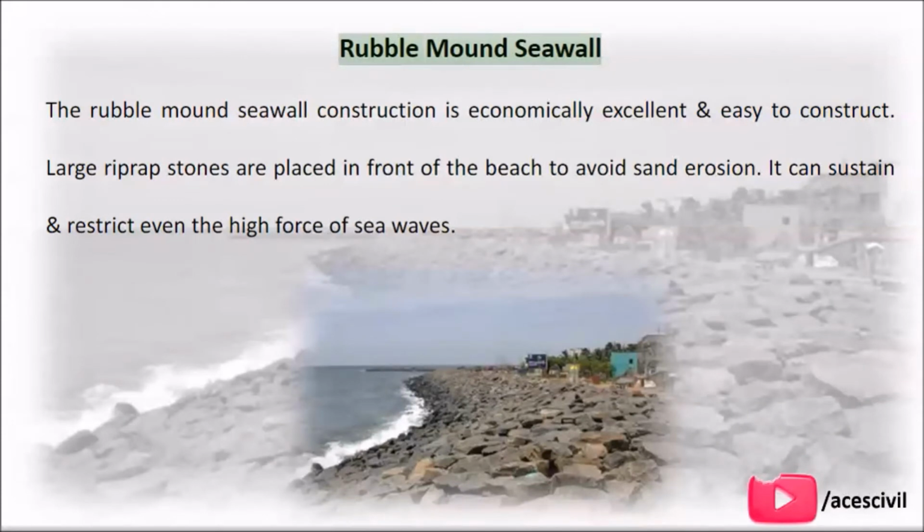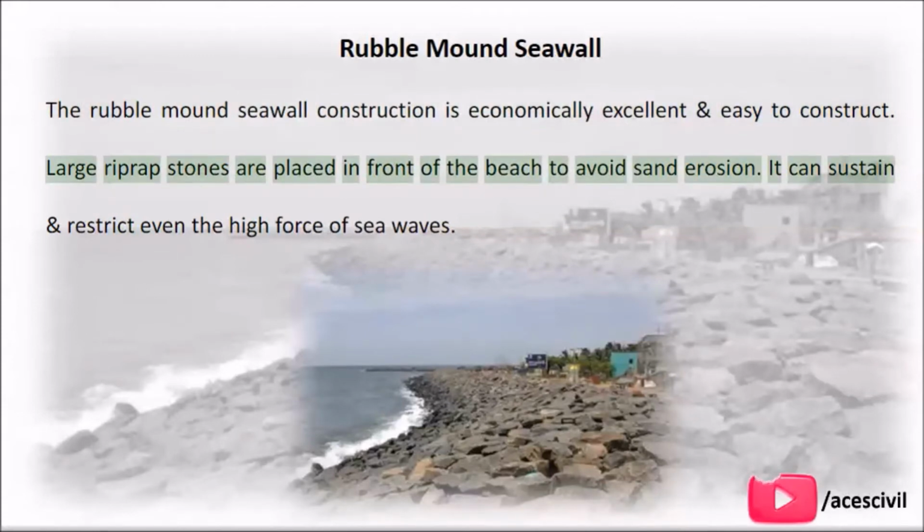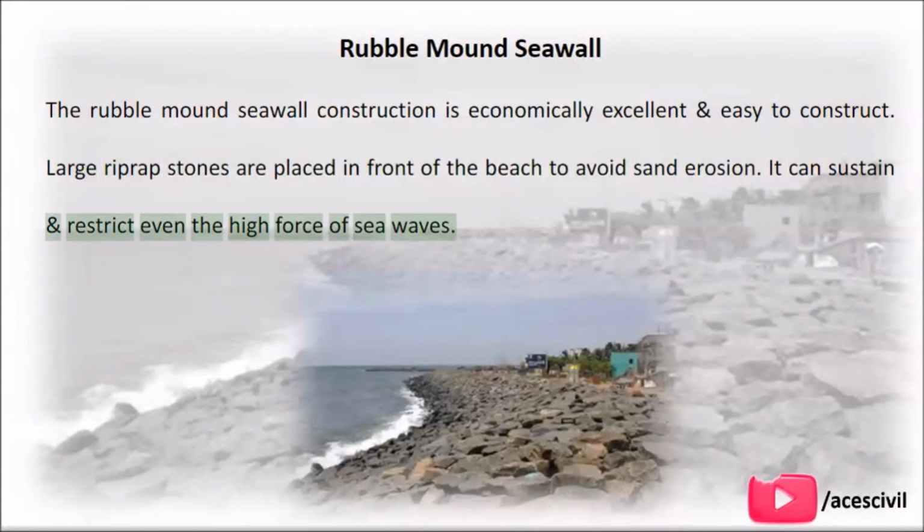Rubble mound seawall. The rubble mound seawall construction is economical and easy. Large riprap stones are placed in front of the beach to avoid sand erosion. It can sustain and restrict even the high force of sea waves.